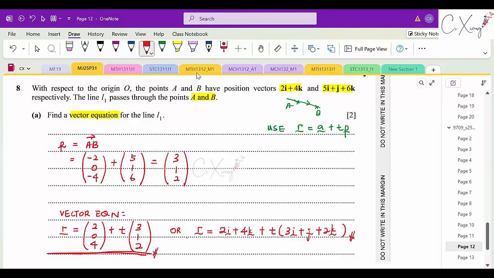Alright, so no matter what form you write it in, as long as you make sure that it is a vector equation of the line L. Okay, so let's continue to part B.